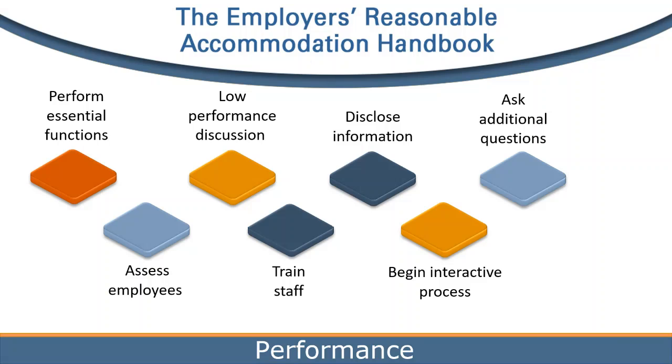Employers also have asked whether they are permitted to apply the consequences of low performance when disability is disclosed, and the answer is generally yes, as long as the consequences are applied to any employee with low performance in the same job class. But remember to also begin the interactive process to consider a reasonable accommodation as well.